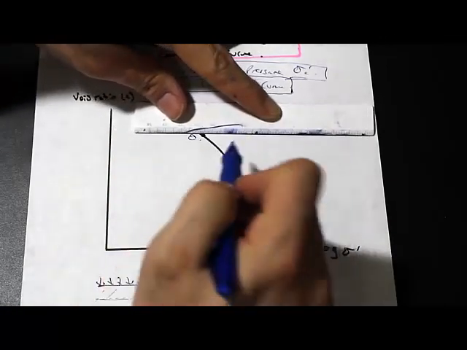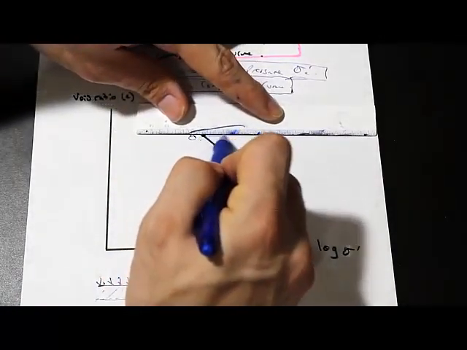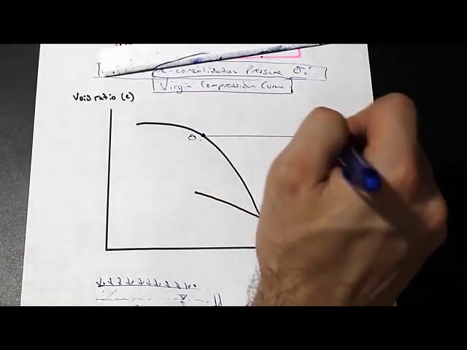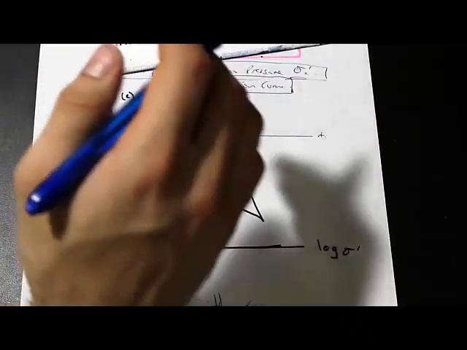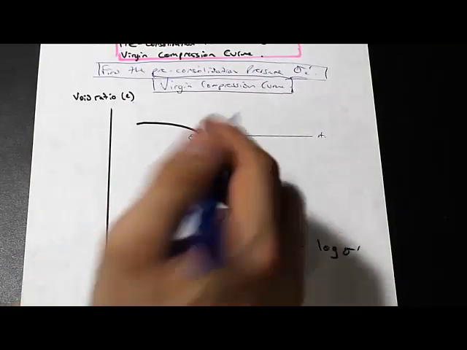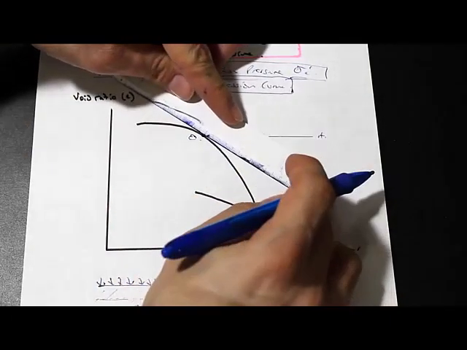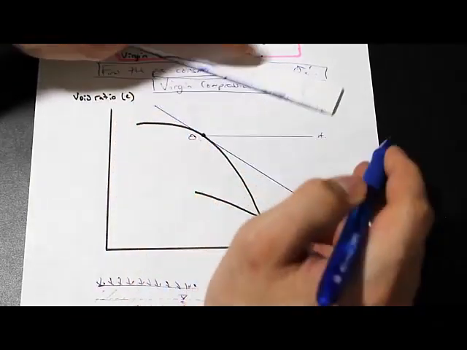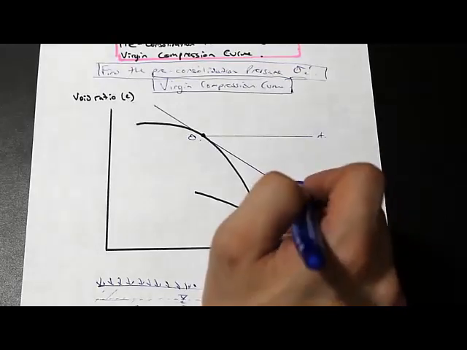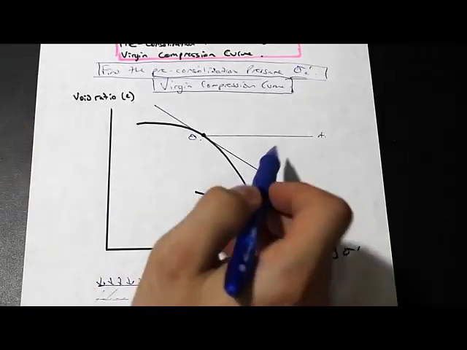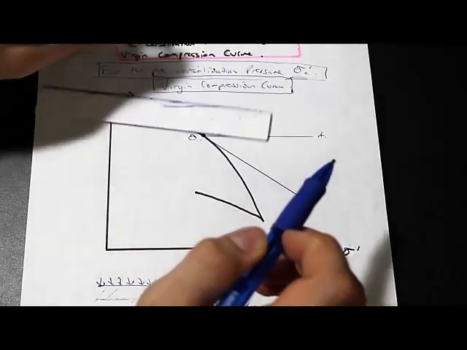Next, we're going to draw a horizontal line from point O. We can call it line OA. Next step, we're going to draw a tangent line to the curve at point O. So at point O, we're going to draw a tangent to this curve, and that's going to be referred to as our OB line. Next, we're going to draw line OC, and line OC bisects line OA and line OB. So we just draw it.